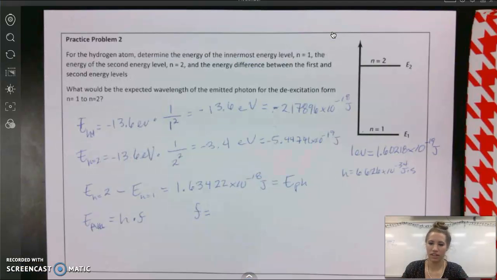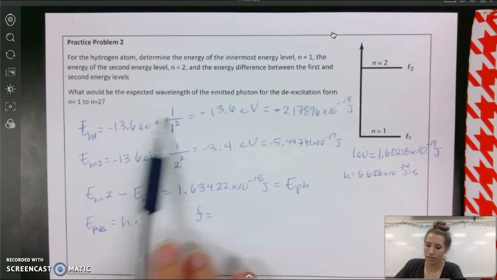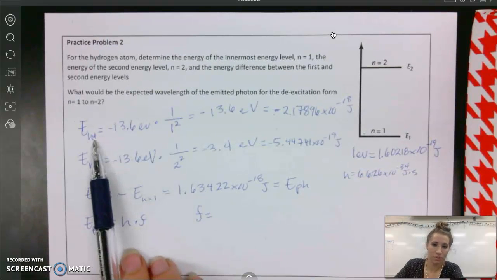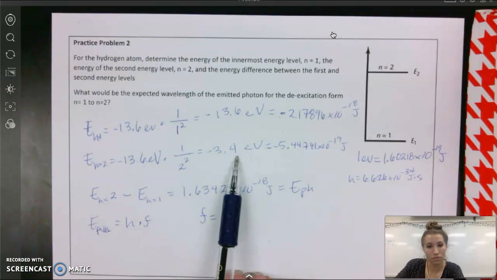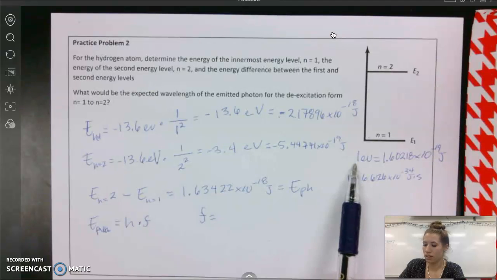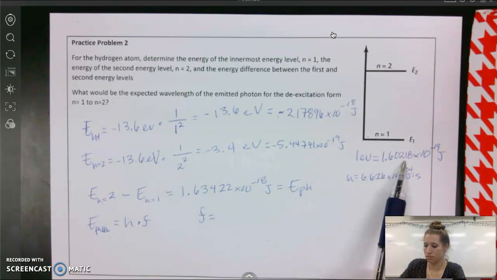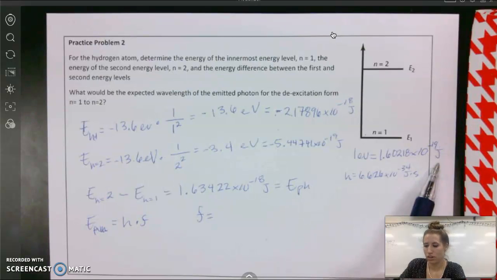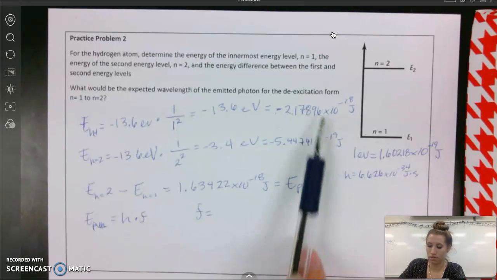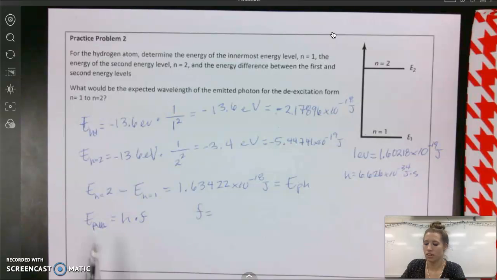So what I've done is I plugged in my numbers to figure out the energy level of n equals 1 and n equals 2, and those answers are in electron volts. And then I know that 1 electron volt is the same thing as 1.60218 times 10 to the negative 19 joules. So I made that conversion to joules. The reason why I made that conversion to joules is because this equation only works for joules.